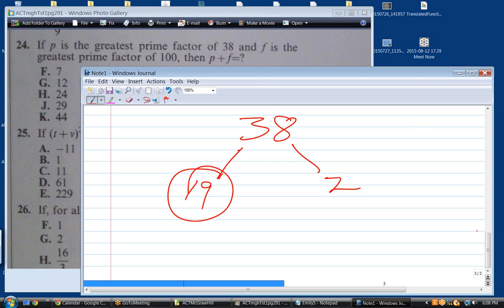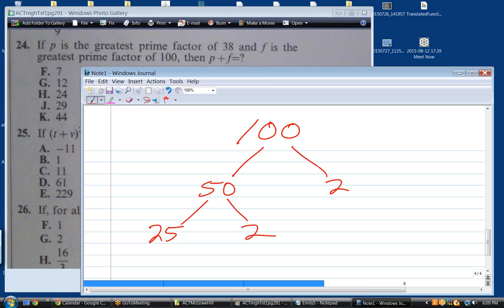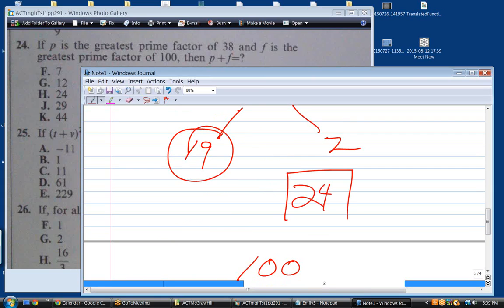Now let's do the same thing with 100. What are the first 2 things? 50 and 2. Well, 2 is prime, so I can't go any further with this, but 50 isn't. Uh, 25 and 2. And 25 I can still break down. 5 and 5. So 5 is the greatest prime factor. So 5 plus 19 is 24. And that's our answer.